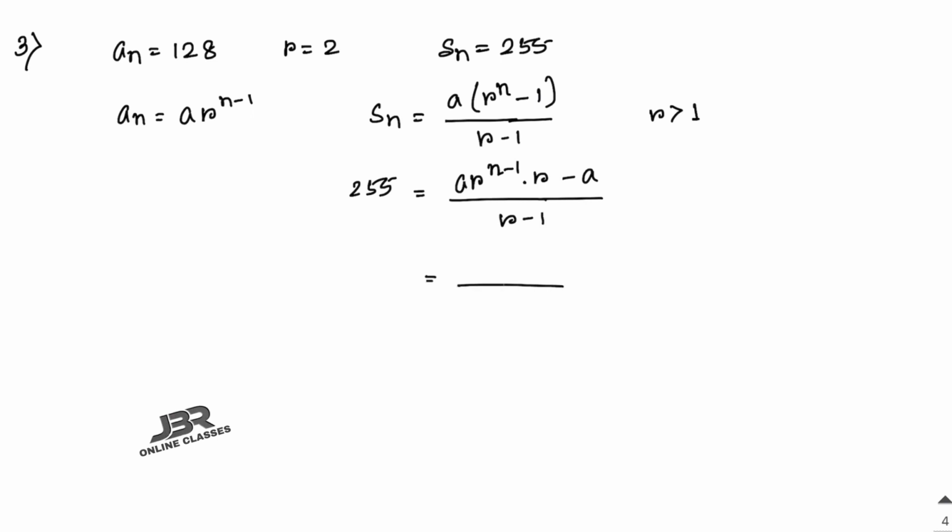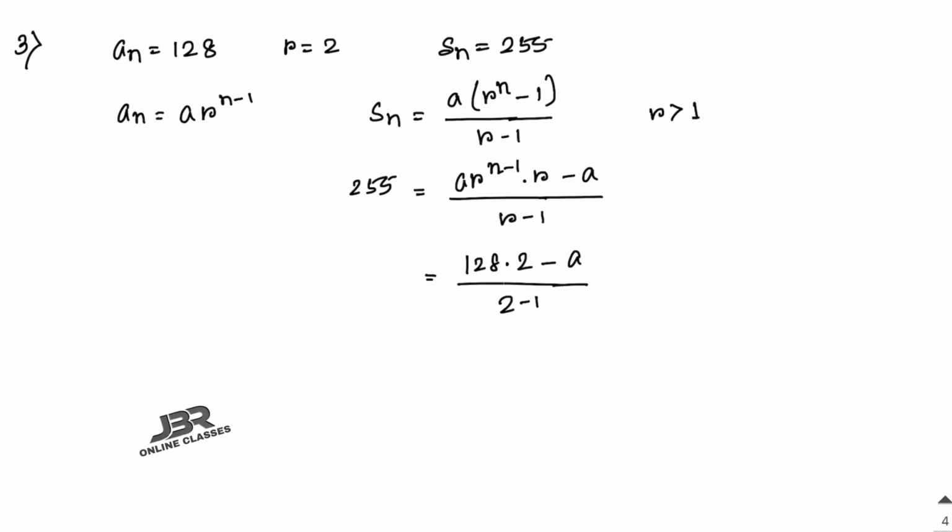So here a r to the power n minus 1 equals 128, r equals 2, so into 2 minus a, then divided by r minus 1 which is 2 minus 1, that is 1. So that one equals 256 minus a by 1, it's 255. So from that a equals 1.